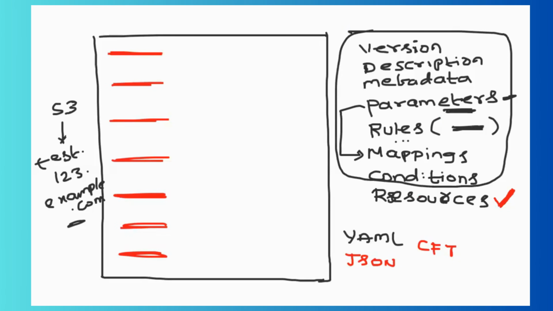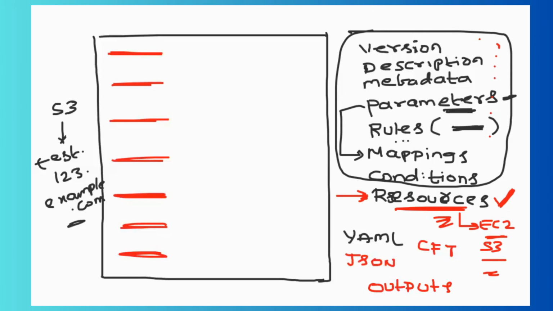Only resources is a mandatory field in the template. Even if you don't add any of these things, your CloudFormation template will still work. What is resources? Resources is a place where you define what exactly you want. Do you want an EC2 instance? Do you want an S3 bucket? Whatever resources you want, you put the details here, along with the parameters required for the resources. Finally, you can also define outputs for your template. So this is the entire structure.